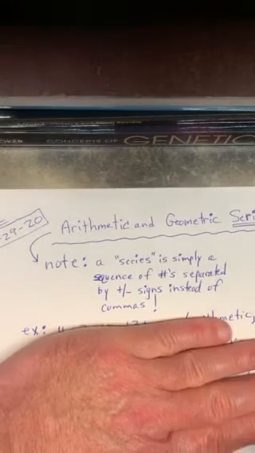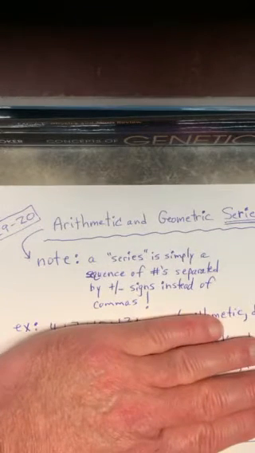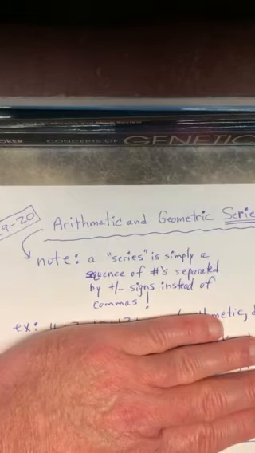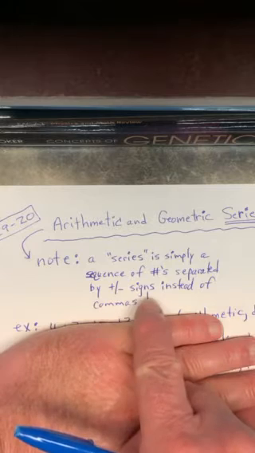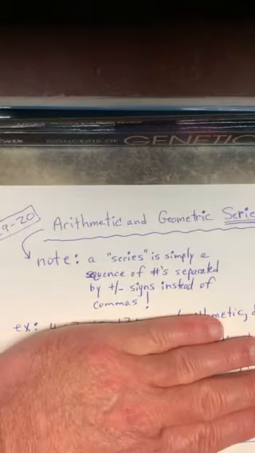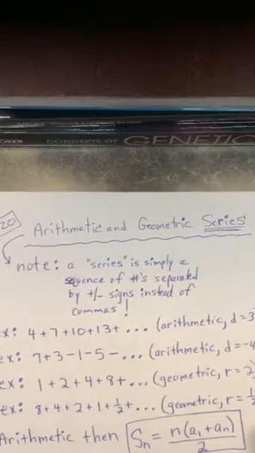So on your paper, highlight that difference. A series is simply still a sequence of numbers. Could be arithmetic, could be geometric, could be Fibonacci, but they're separated by plus or minus signs instead of by commas. Okay? So an easy difference to see immediately. So my examples, I've got 2 of each kind here.